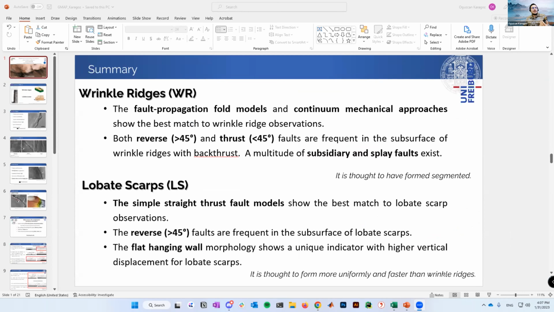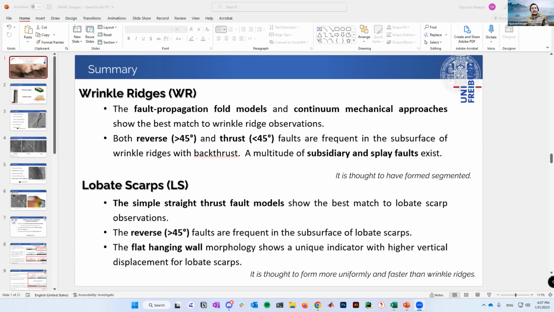Both reverse and thrust faults can be seen for wrinkle ridges, with a back thrust implication. Different subsidiary and splay faults should exist because we can see them in the more wrinkly appearance. It's thought to form in a segmented way because the thrust is always shifting, and we will see that in an example. The lobate scarps are more straight, and the simple thrust fold models show the best match with them.